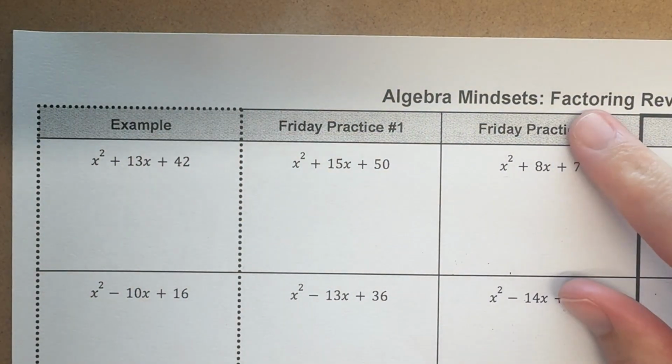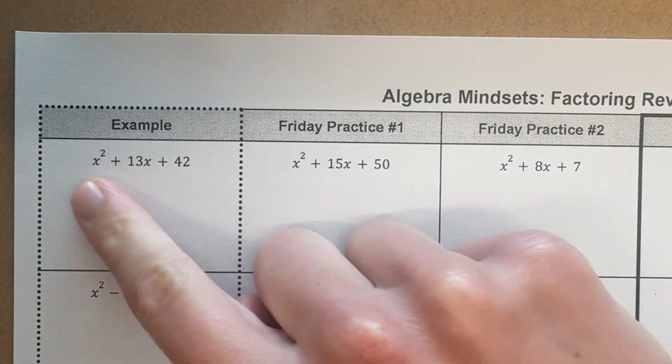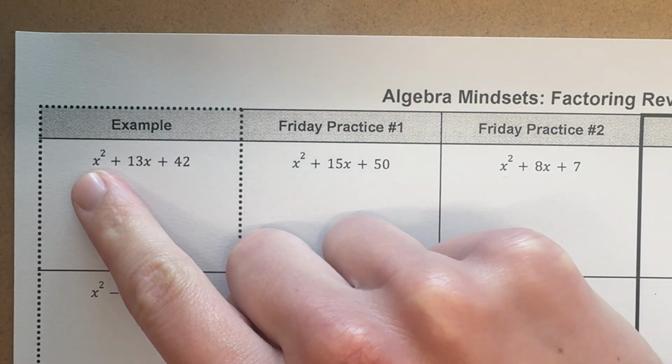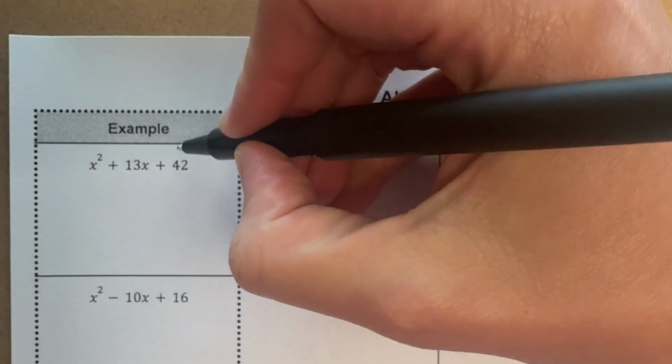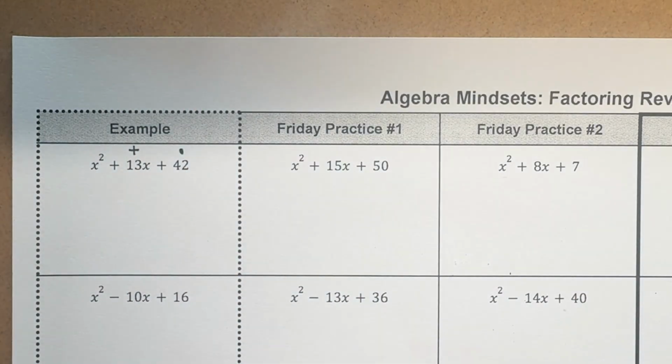Let's review factoring. Okay, let's look at this first problem. I'm going to just observe right away, there's all positive signs. When I have an x squared out in front, a reminder that all I'm looking for is two numbers that multiply to 42 and add to 13. That's it. That's all I need.